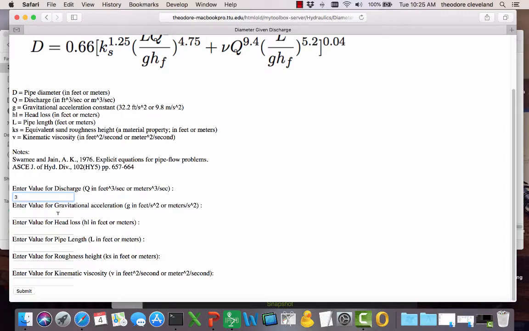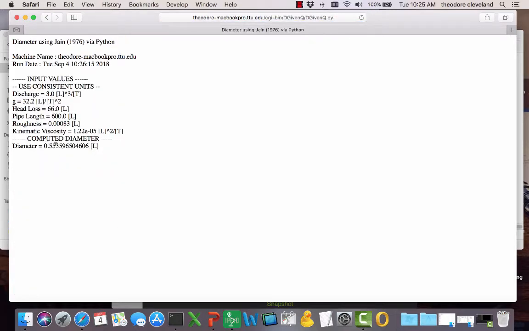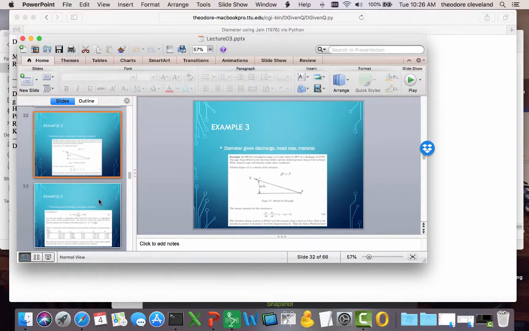Okay, so it's 3 cubic feet per second. 32.2 is gravitational acceleration. The head loss in feet was 66. We were told the pipe was 600 feet long. Roughness height 0.00083. And the kinematic viscosity we already looked up, 1.22 E minus 5. And we should get a diameter of about half a foot. And it computes the diameter of about 0.55 feet. And so that was the same problem that was done in the PowerPoint, done using the online tool.